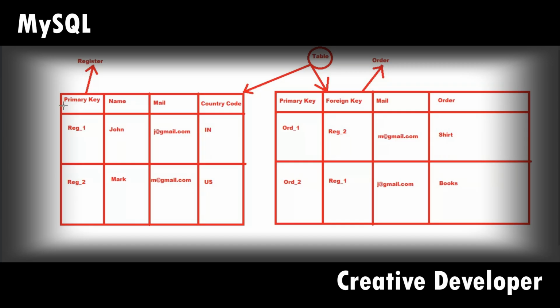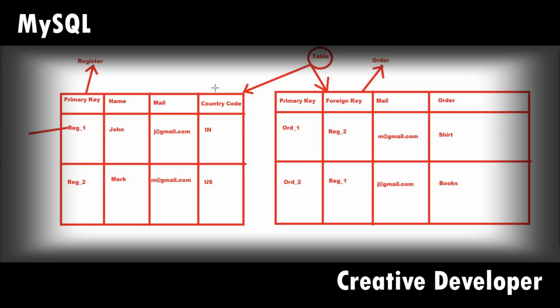But here is the primary key. What is primary key? Primary key is the unique key. Here for John the primary key is reg_1, meaning register 1. The primary key should be unique, but it can be anything. You can write here only 1, 2, whatever you want, but it should be unique. See, for John the primary key is reg_1, but for Mark it is reg_2. So another thing you have to remember is that every table should have one primary key which should be unique. Why? That I will discuss.